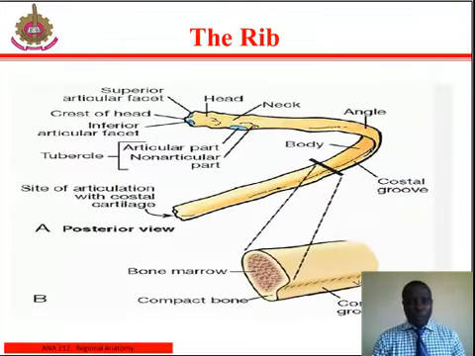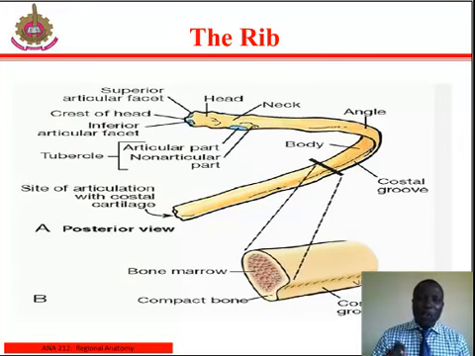The ribs. Human beings contain 12 pairs of ribs that make up the side of the thoracic wall. Ribs increase in length from the 1st through the 7th and they decrease in length through the 12th. Each rib posteriorly articulates with the body of its corresponding thoracic vertebra.